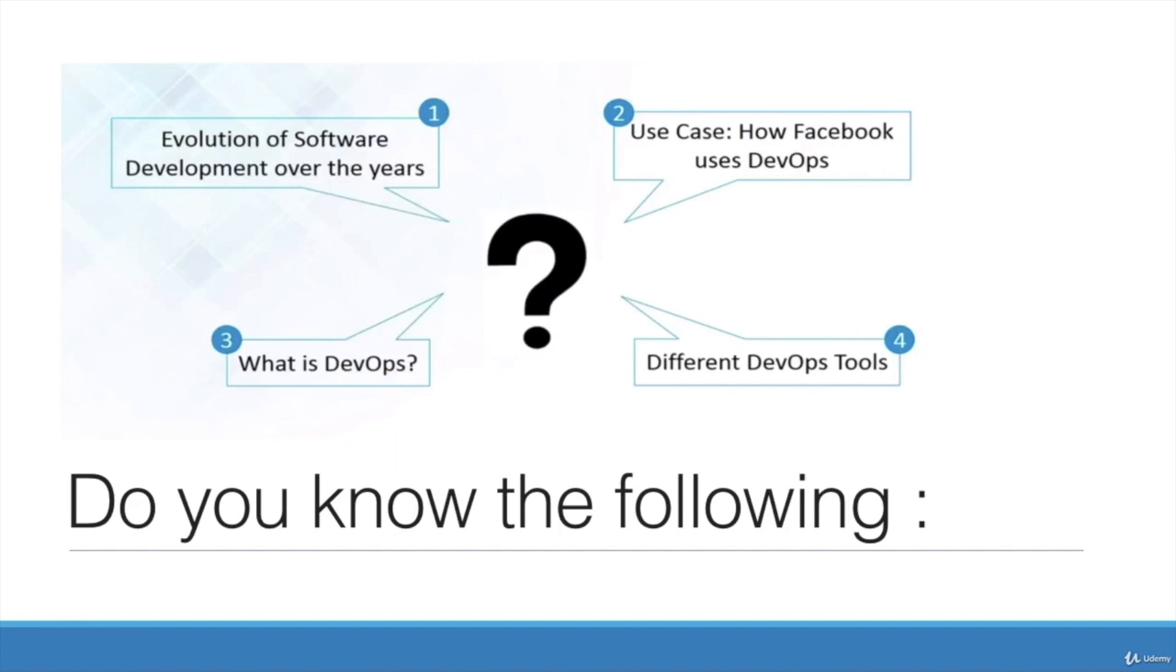So first, we will learn about the evolution of software development over the years. Then we will discuss a use case history of Facebook, which uses DevOps. Then we will learn what is DevOps, and at the end we will learn about the different tool sets which are used for DevOps. So let's start.